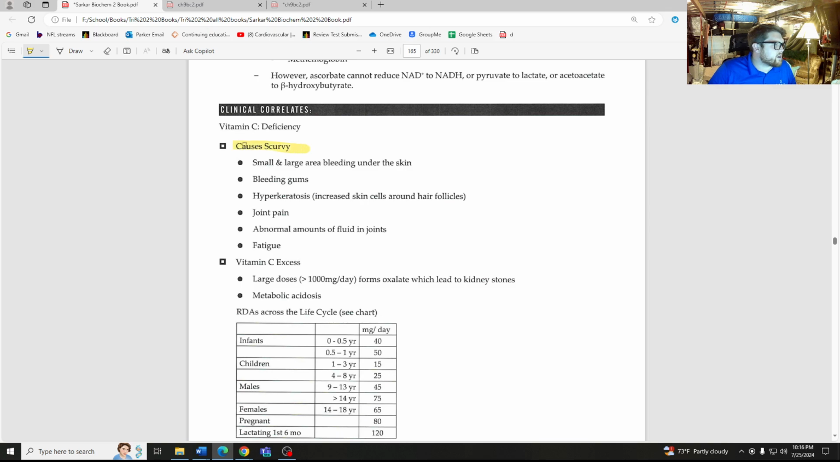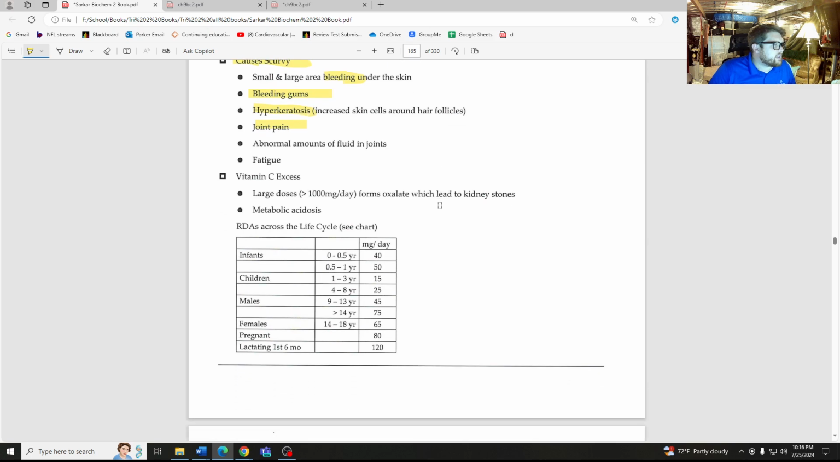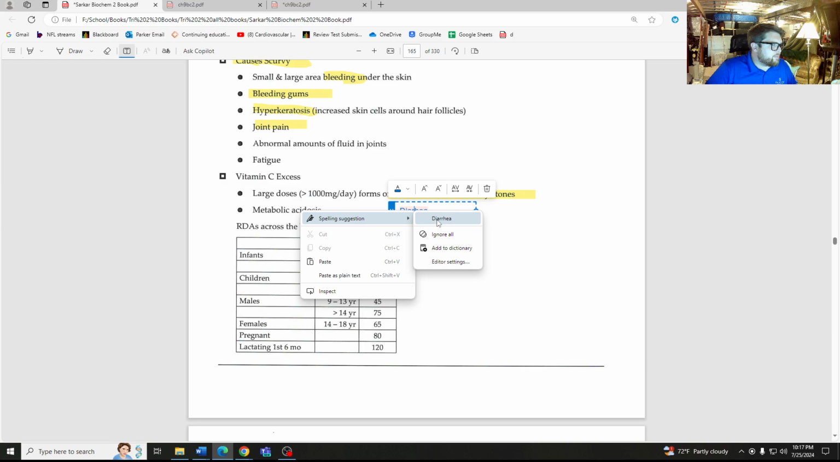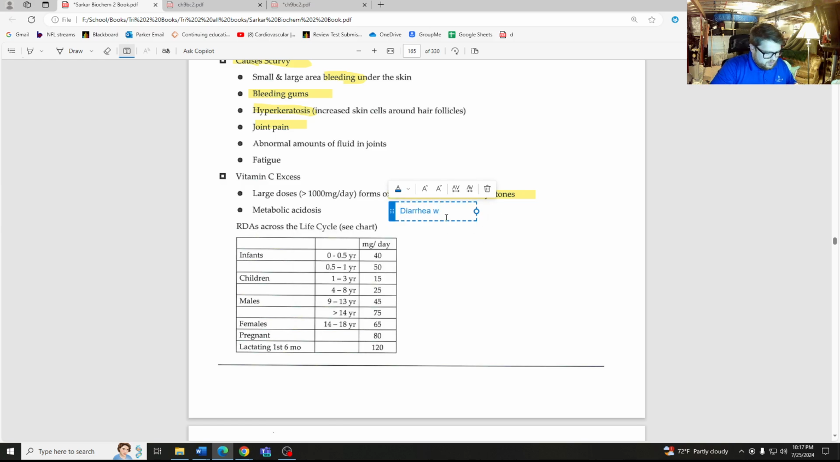Deficiency causes scurvy. Look for those bleeding gums, joint pain, hyperkeratosis, bleeding, that kind of stuff. Large doses of vitamin C, especially chronically, like if you take it consistently, will lead to kidney stones. You get metabolic acidosis. You also get pretty bad diarrhea with megadosing of vitamin C.